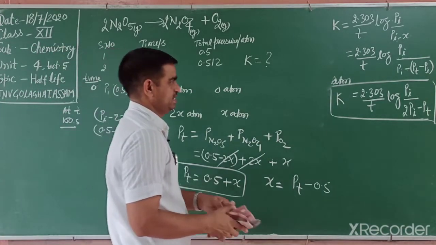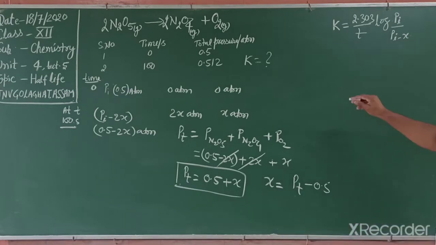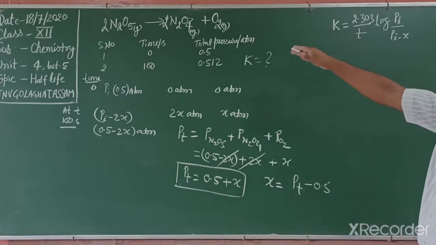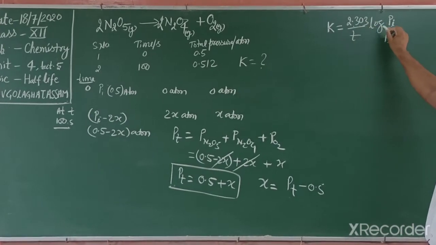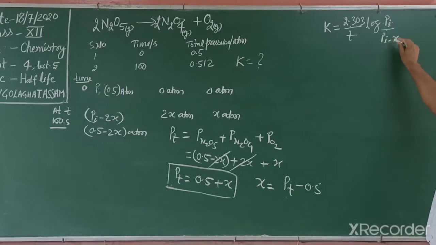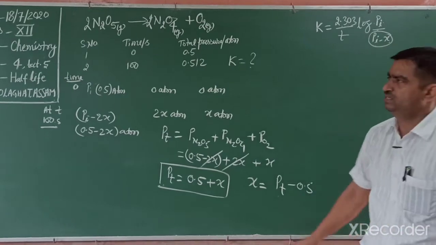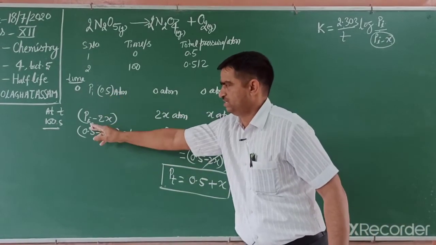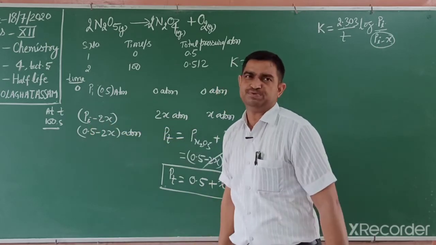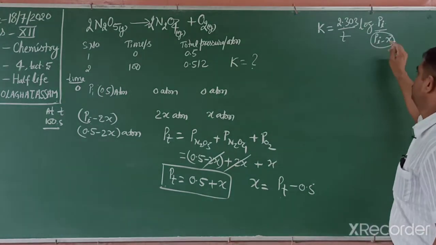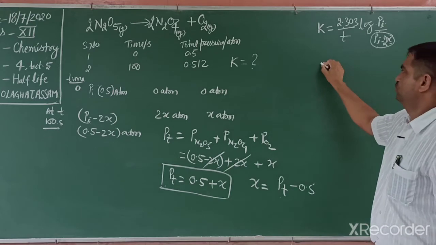So I write again here this numerical, that is same, because first order reaction, K is equal to 2.303 by t log Pi divided by Pi minus x. But here we write final concentration, that is initial concentration, final concentration we have to write Pi minus 2x. Why we have to write Pi minus 2x? Because it is final concentration Pi minus 2x. So we can solve this.